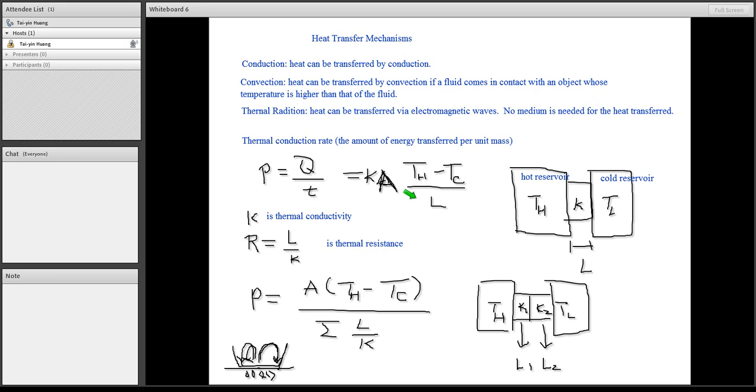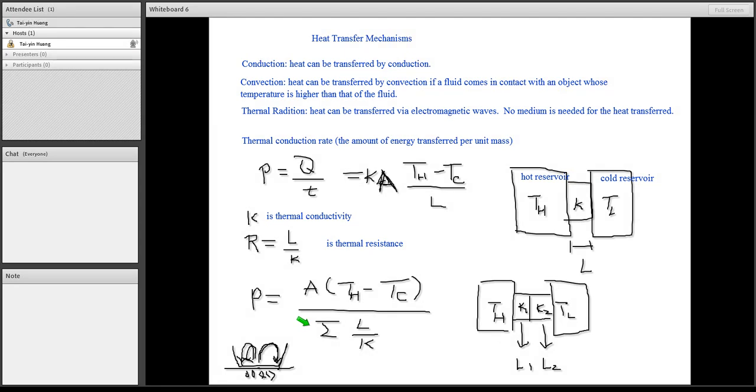Okay. What about when you don't just have one material, you have different materials? Let's say two materials. The first material has thermal conductivity K1, the second material has thermal conductivity K2, and the first has a thickness of L1 and this one has a thickness of L2. But the contact area remains the same, they have the same area A. So in this case, the thermal conduction rate is equal to the contact area times the temperature difference of the reservoirs divided by the summation of L over K.